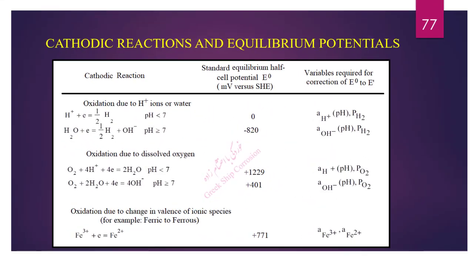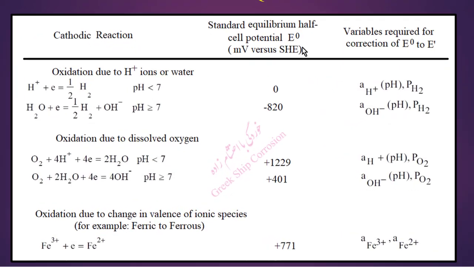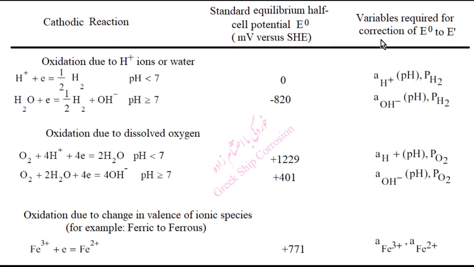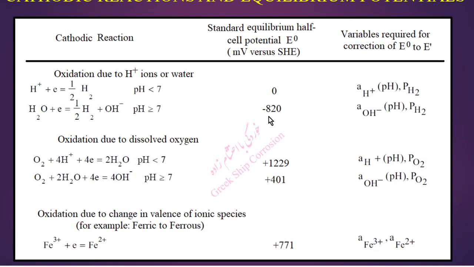Continuation of the previous slide. Cathodic reaction, standard equilibrium half cell potential E0, variables required for correction of E0 to E'. Oxidation due to H+ ions or water, negative 820. Oxidation due to dissolved oxygen at pH lower than 7, positive 1229, and at pH greater than or equal to 7, positive 401. Oxidation due to change in valence of ionic species, for example ferric to ferrous, positive 771.